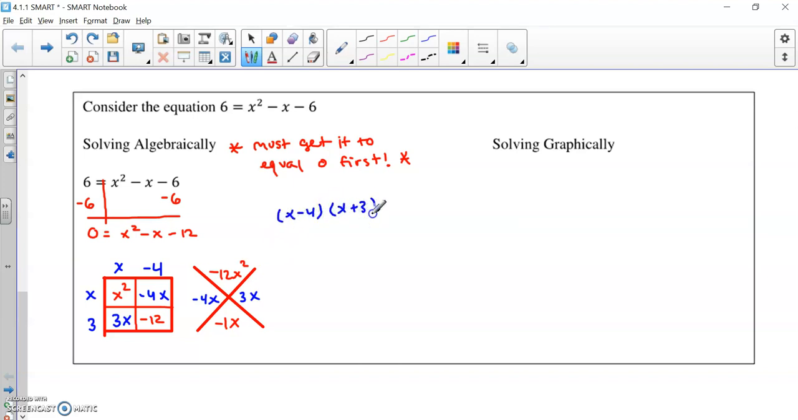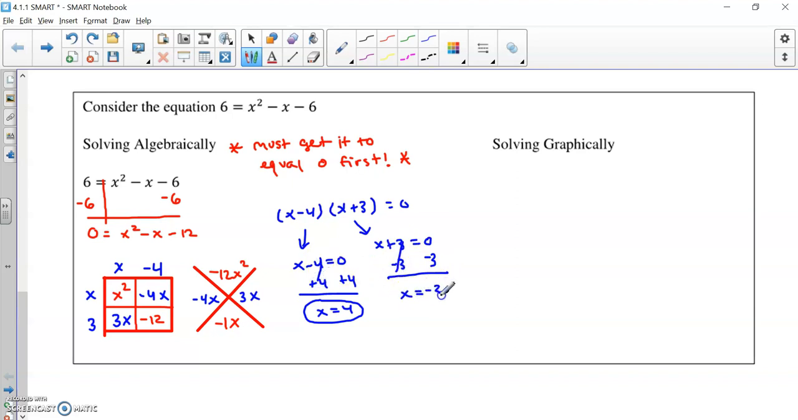past just factoring. So now that we've factored it, we have to set each part equal to 0 and solve each one. So here we would get positive 4 by adding 4 to each side. And then here we would subtract 3 from both sides and we would get negative 3. All right, so really the only new thing that I did here was subtract 6 from both sides to get it to be equal to 0. Other than that, everything else is familiar to you. So that's how you would do that algebraically.